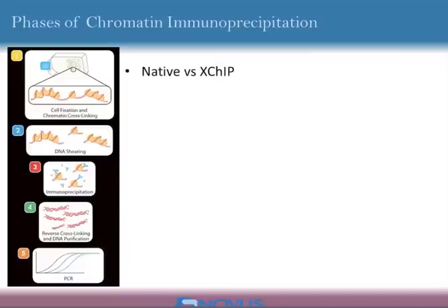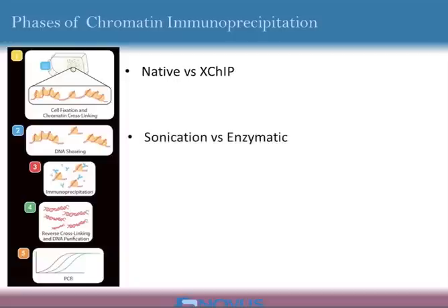So there are 2 different types of ways that you can first start off in phase 1 here in looking at the ChIP: something called a native ChIP, where you're actually not cross-linking the DNA at all. You are looking at the native binding of the protein to the DNA, and this is usually used for very strong interactions such as histone antibodies that have a very strong binding kinetics to the protein, versus an X-ChIP, where you actually are cross-linking the DNA to the protein.